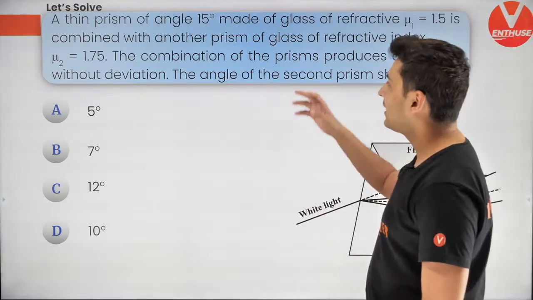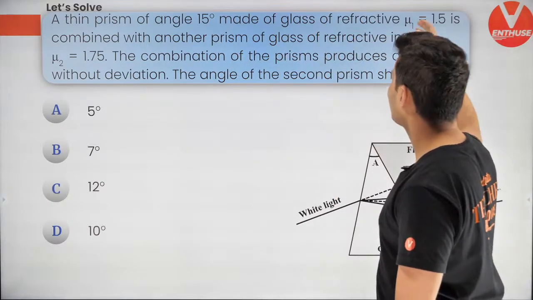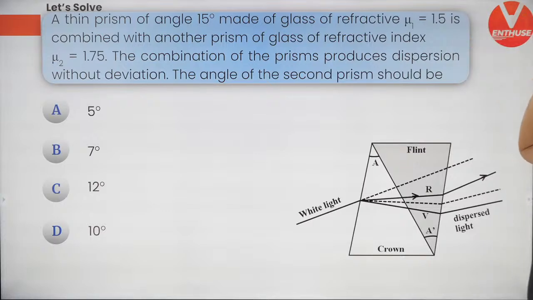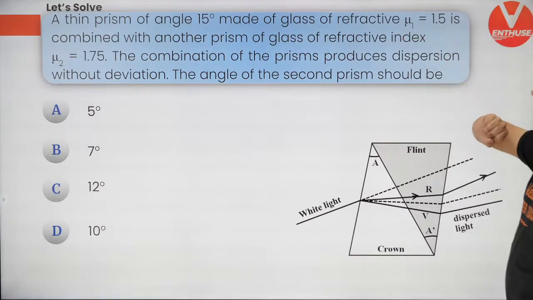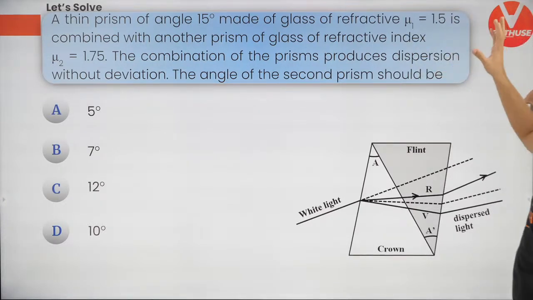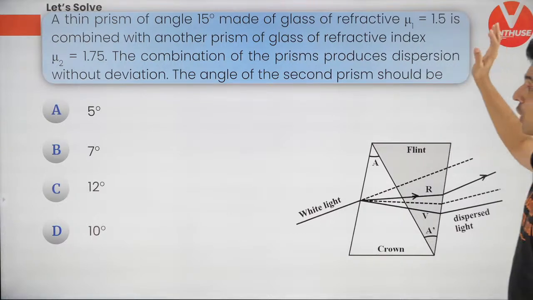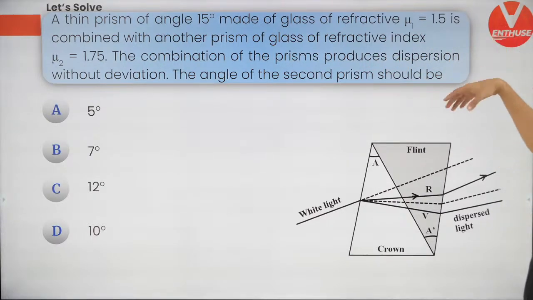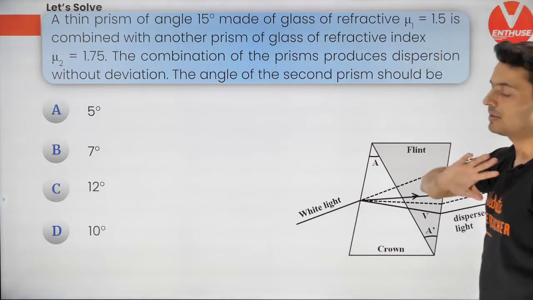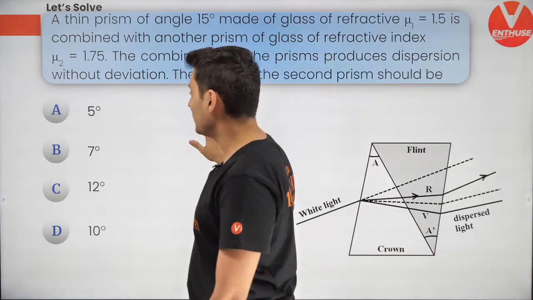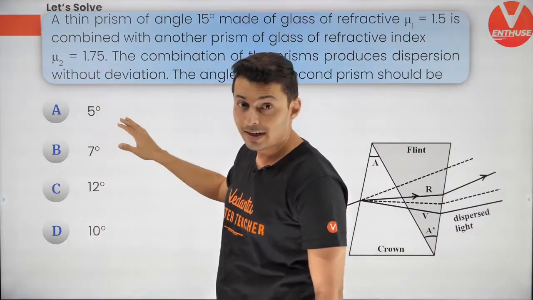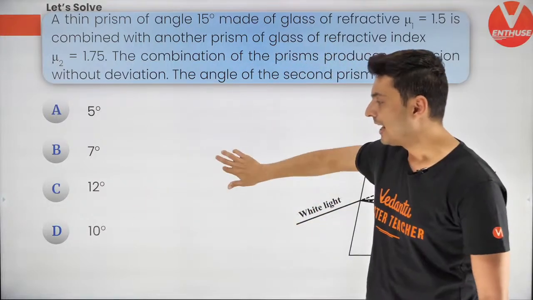A thin prism of angle 15 degrees made of glass of refractive index so and so is combined with another prism of a different refractive index. The combination of the prisms produces dispersion without deviation. What is the angle of the second prism? So let's see how we do this. The options are 5, 7, 12 and 10.